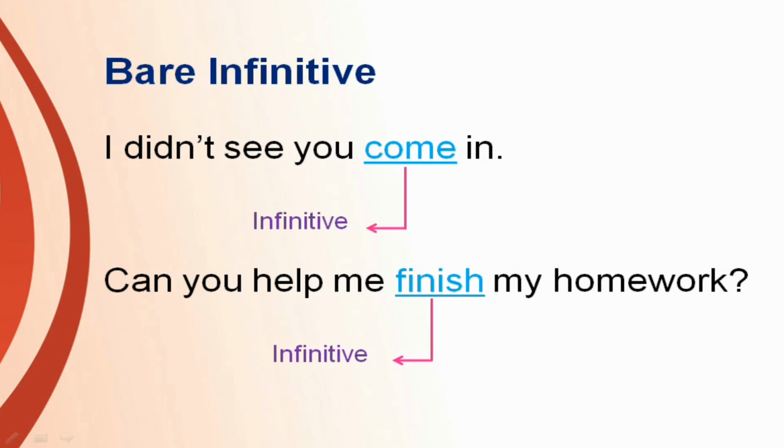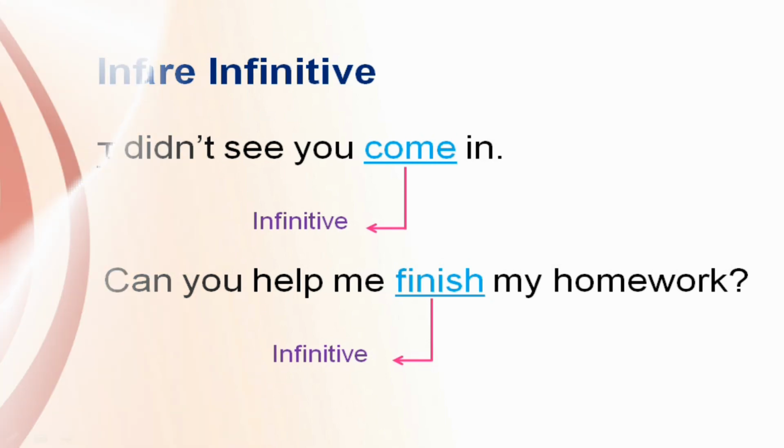Let's have another example. Can you help me finish my homework? In this sentence, finish is also a bare infinitive verb because I have not mentioned to with this verb. If I mention to with this verb, then it will be an infinitive verb. So we can say both sentences are correct. Can you help me finish my homework? Or can you help me to finish my homework? One is bare infinitive and other is infinitive verb. So we can say the verb without to is called bare infinitive verb.